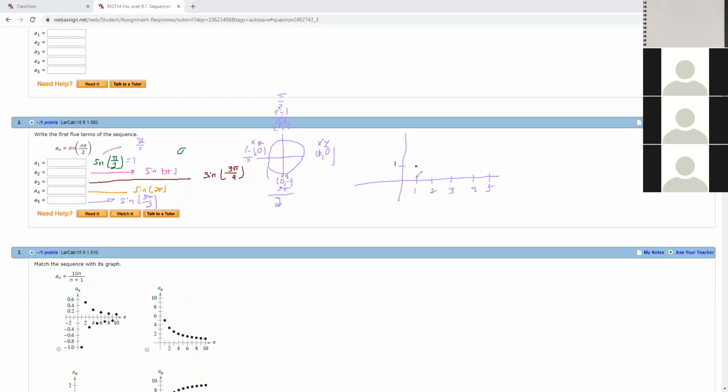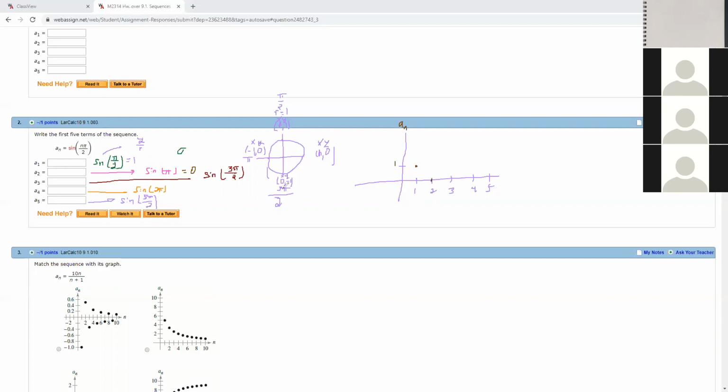And the first domain value was 1, n equals 1. The range value was a sub n, or in this particular case, a sub 1 equals 1. Okay, the next one, Denise, that would be a sub 2, and that's when we plug the 2 in and we got sine of pi. Here's pi, but what's the y value this time? 0. So 0 divided by radius 1 is going to be what? 0. So it comes down here.